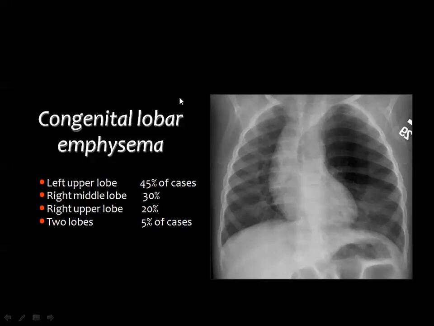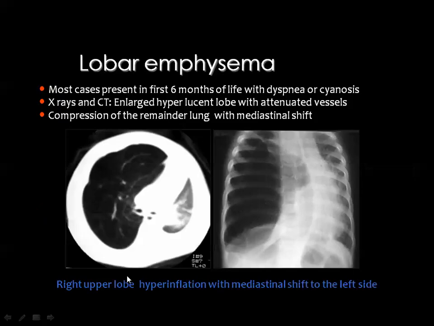Then this condition affects the left upper lobe commonly in about 45% of cases, the middle lobe in about 30% of cases, the right upper lobe 20% of cases, and it may affect two lobes in about 5% of cases. Then for the diagnosis of congenital lobar emphysema, you should see that the emphysematous lobe is crossing the mediastinal border to the opposite side. The remaining part of the lung is compressed towards the diaphragm.